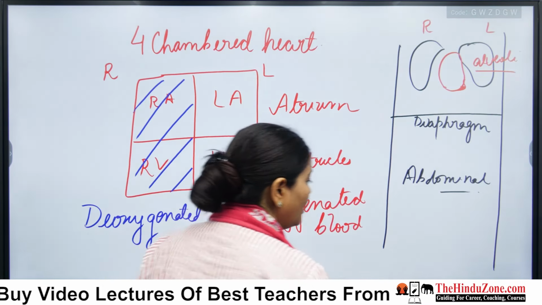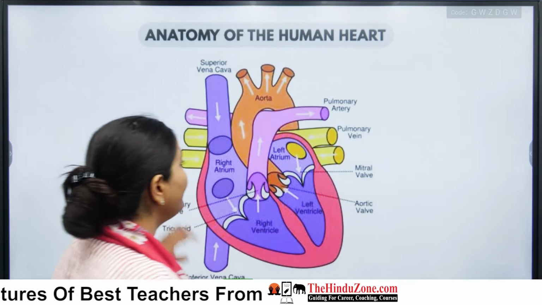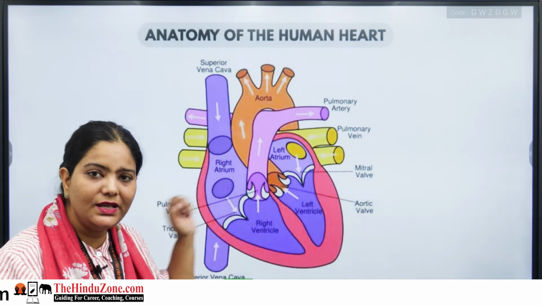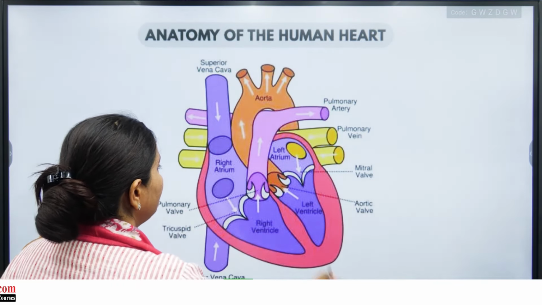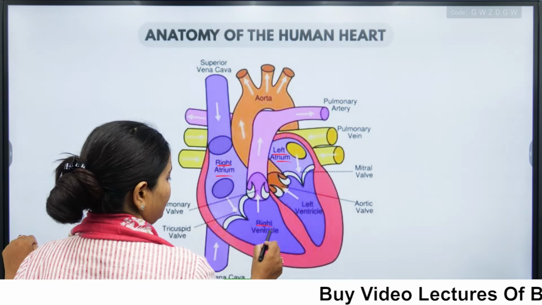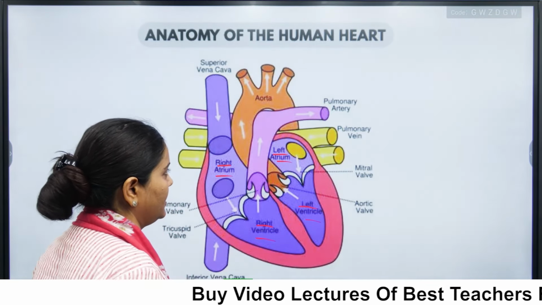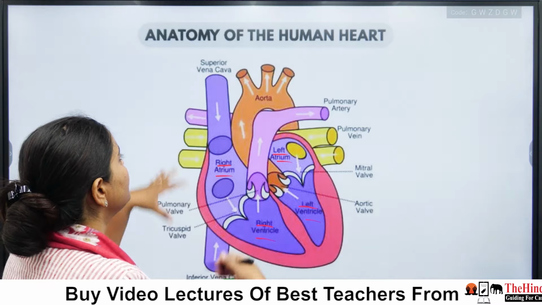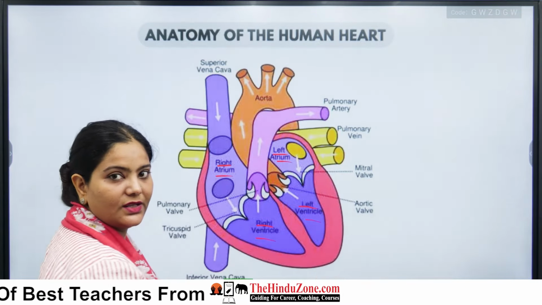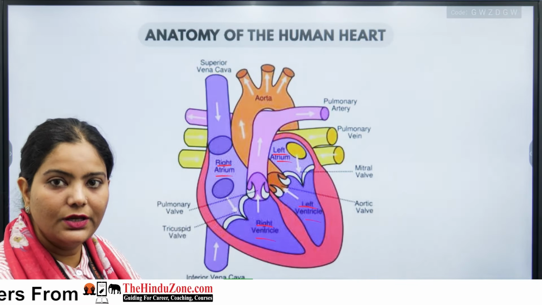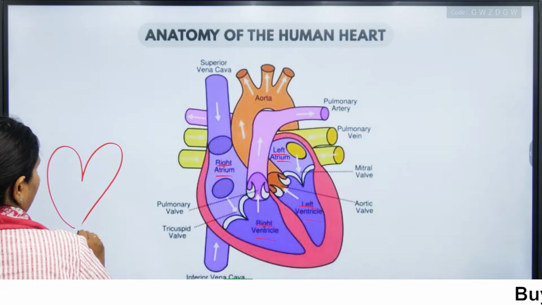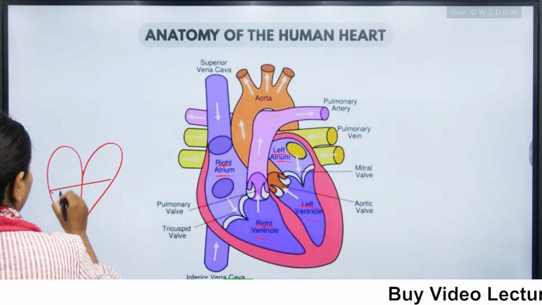Okay, now let's see the structure of the heart. When we come to the anatomy of the heart, it looks somewhat like this from the inside, right? So you can see that this is the right atrium, this is the left atrium, this is the right ventricle, this is the left ventricle, right? Now you must be watching some things like superior vena cava, inferior vena cava, these arteries, these veins. So let's try to clear out this figure. Now if I say the 4 sections of the heart, right?